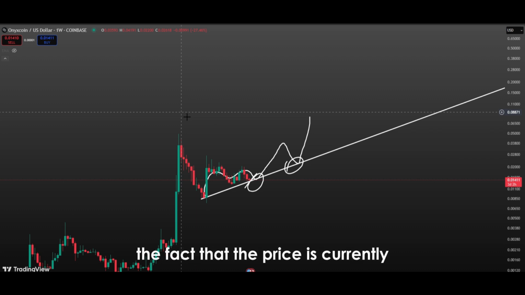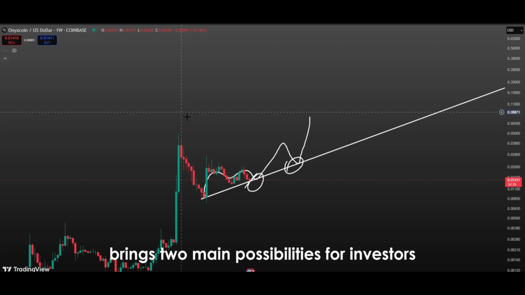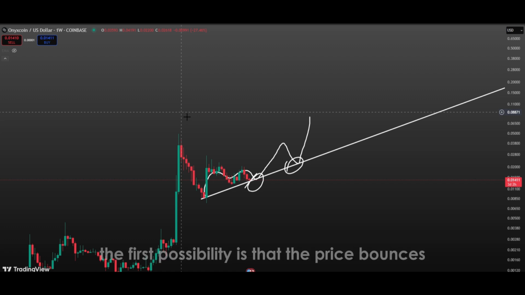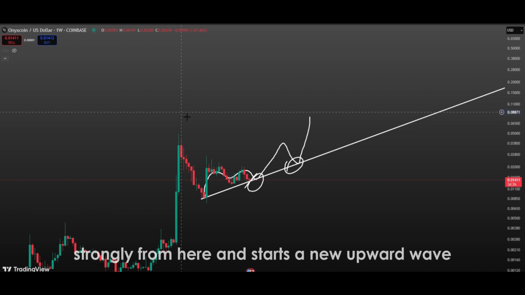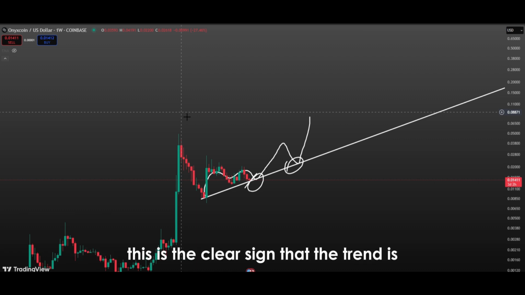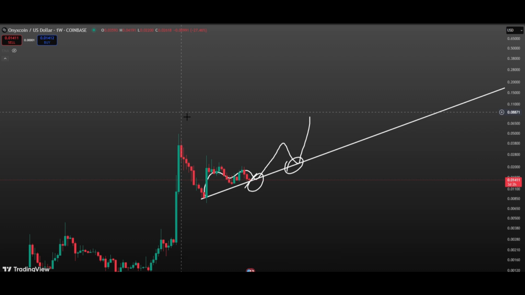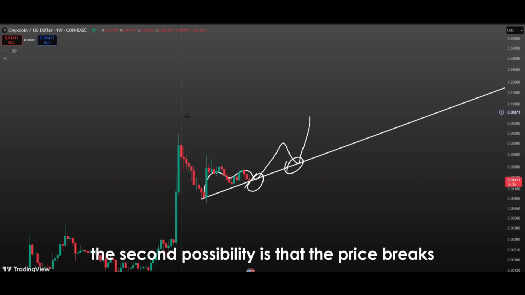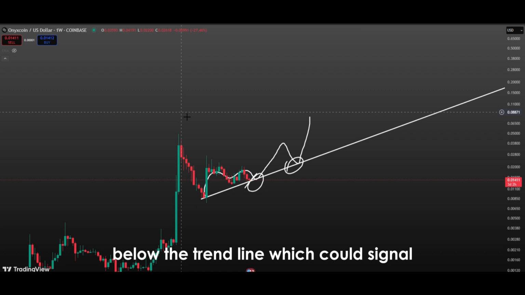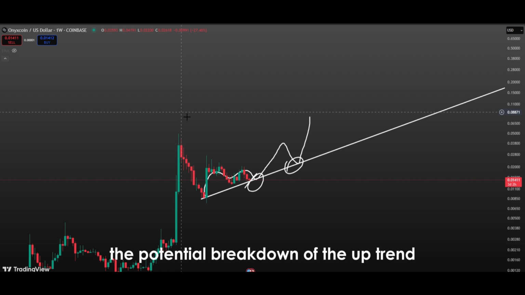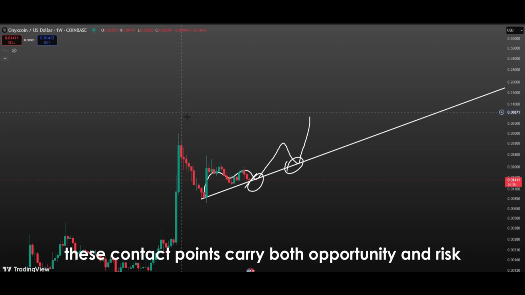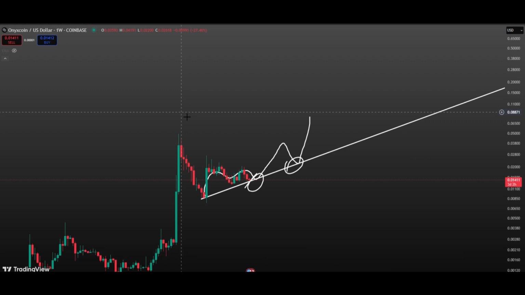The fact that the price is currently touching the trend line brings two main possibilities for investors. The first possibility is that the price bounces strongly from here and starts a new upward wave. This is the clear sign that the trend is continuing healthily. The second possibility is that the price breaks below the trend line, which could signal the potential breakdown of the uptrend. Therefore, these contact points carry both opportunity and risk.